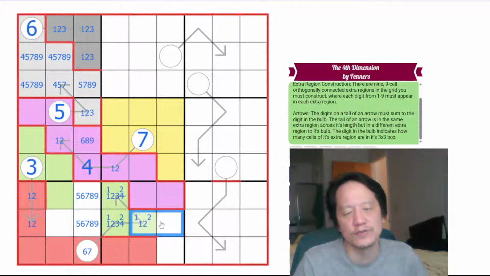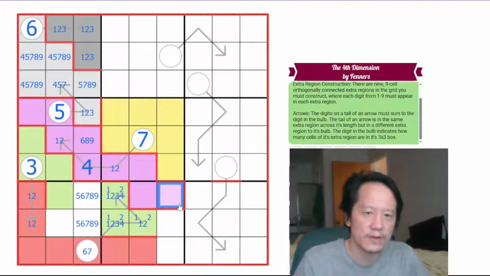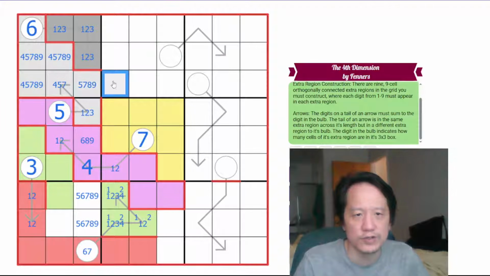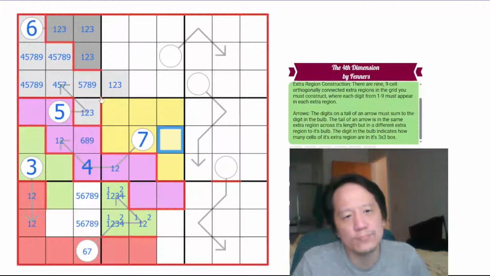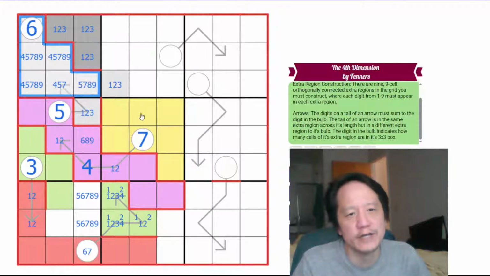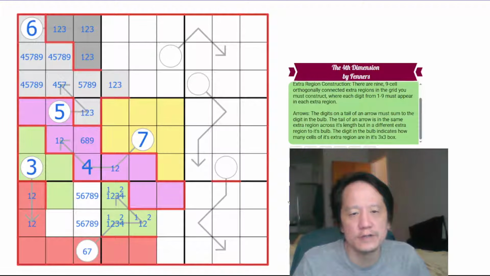So it doesn't have to extend further. This is done here. The light has to go this way because there's no other place for it. So this is 1, 2, or 3. Because we have 4 through 9 already in the light region. So this is a boundary.